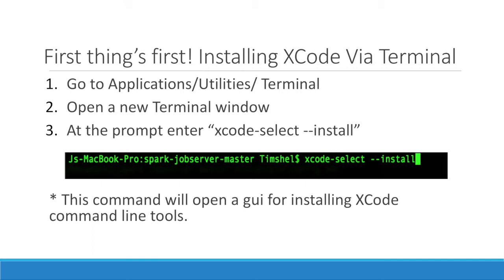To access the terminal, go to Applications, Utilities, Terminal.app. From there, you'll be able to open a new terminal window. At the prompt, which in the example below is a $, you will type in xcode-select space --install. This command should open up a GUI for installing Xcode via the command line tools.